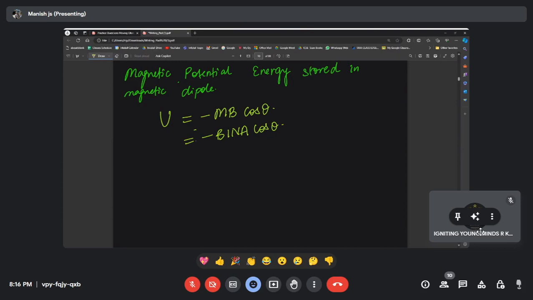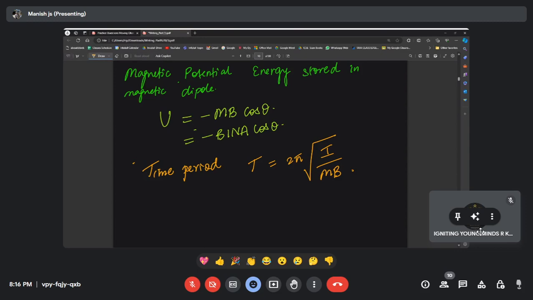Then you can also write down the expression for time period. How do you write it? T is equal to 2 pi under root I upon MB. This is also a simple formula, and you can find the time period using this particular relationship.